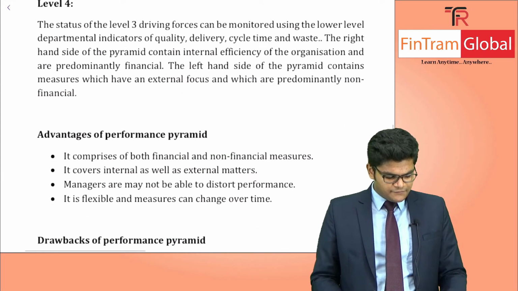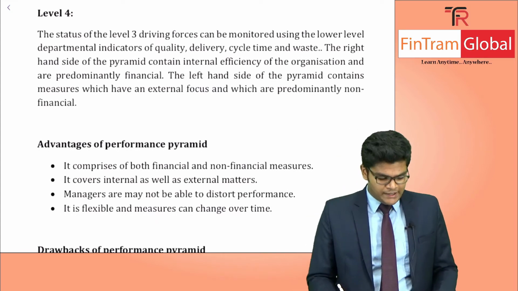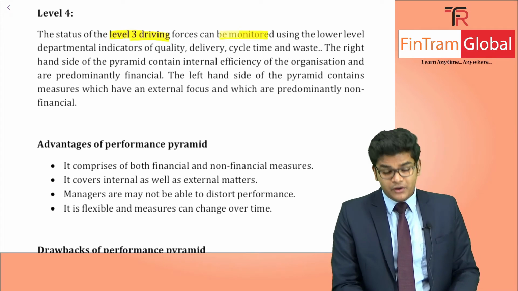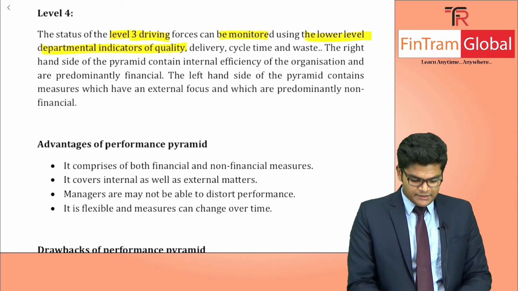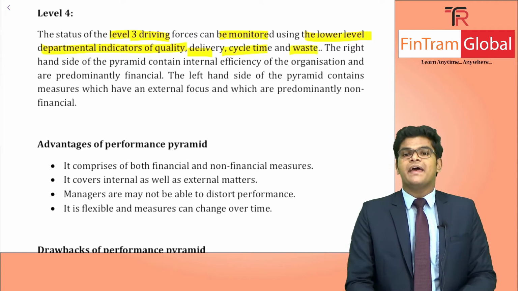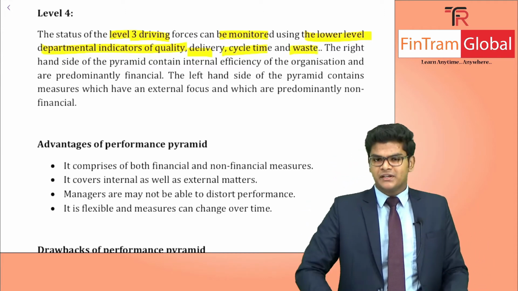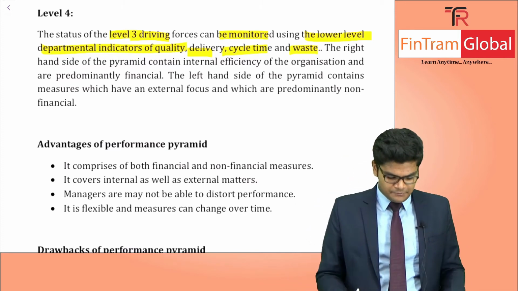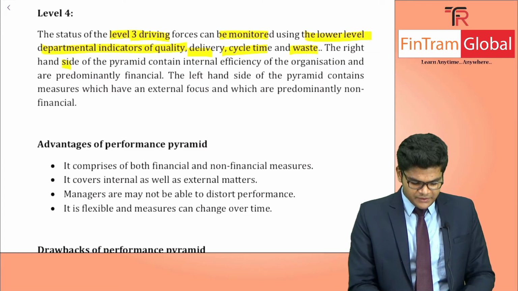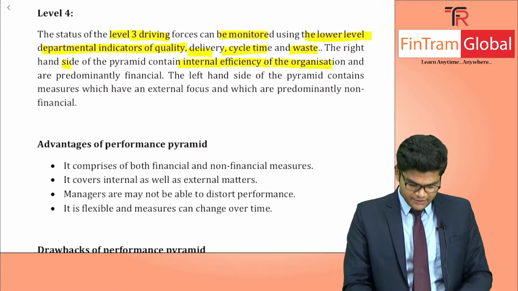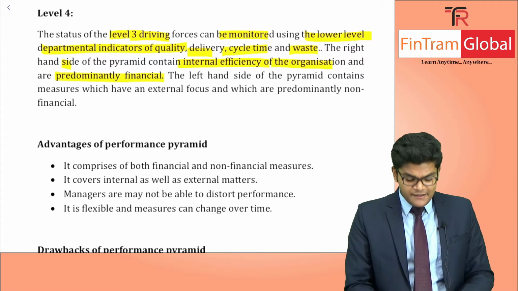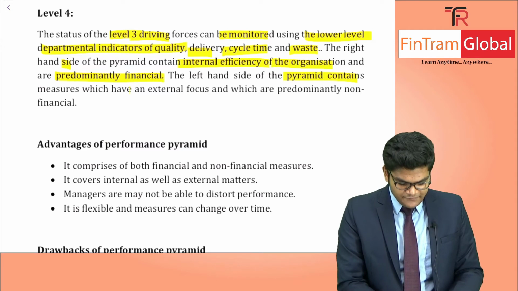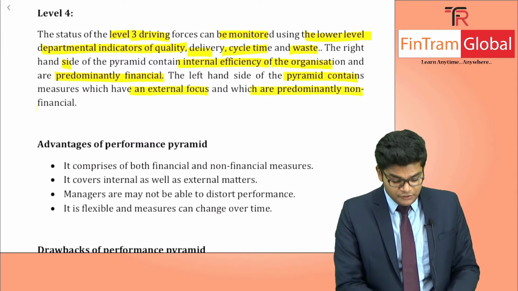And then we move on to the furthest level, that is level 4. In level 4, what exactly is there? The status of level 3 driving forces can be monitored using the lower level departmental indicators of quality, delivery, cycle time, and waste. As simple as that. So we're just monitoring the level 3 aspects using the level 4 aspects. As simple as that. The right hand side of the pyramid contains internal efficiency of the organization and is predominantly financial in nature. And the left hand side of the pyramid contains measures that have external focus and are predominantly non-financial in nature.